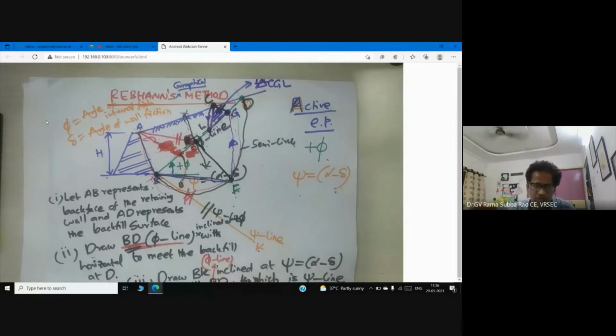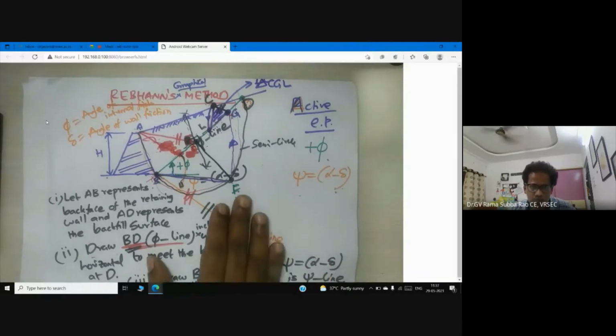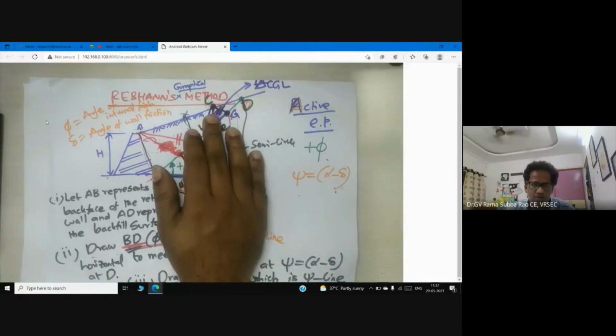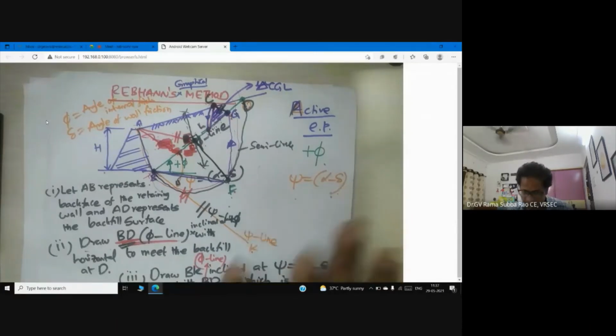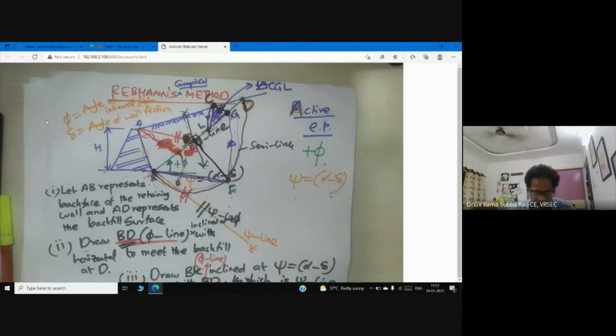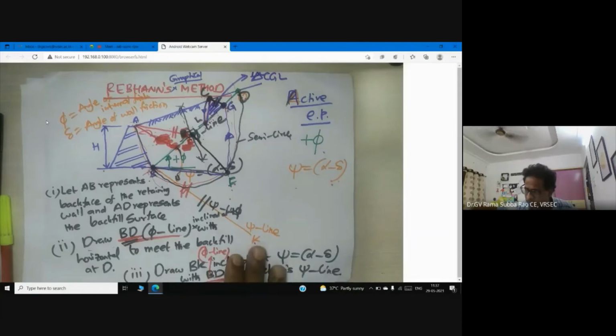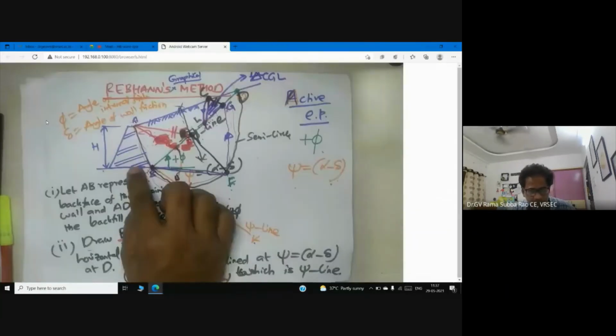Now I can ask you, if I want to use the Rebhann graphical method in order to determine passive force, what is the solution? How can I proceed? Can anyone help me? Someone can teach me how I will proceed to determine passive force using Rebhann's graphical method. How will I proceed if passive earth pressure is coming into the picture? What do I have to do? What is the first step?